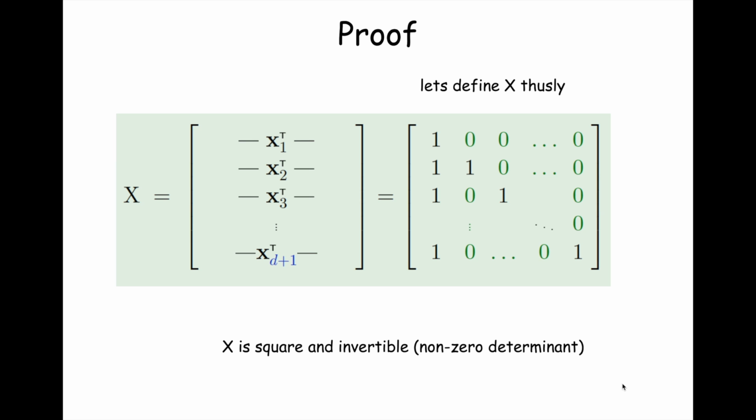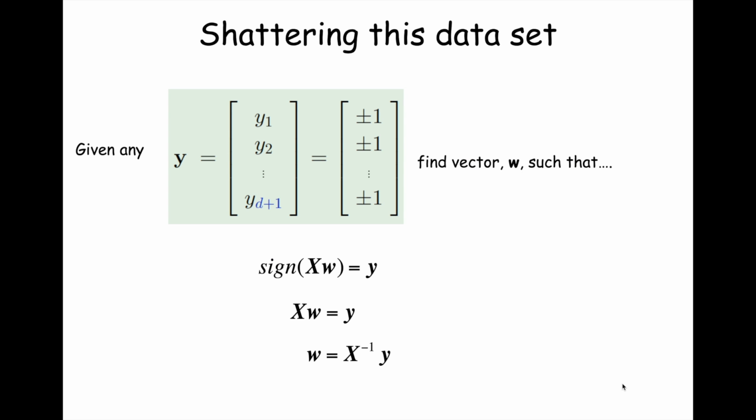I augment it with x naught. Now I need the label associated with x1, the label plus or minus 1 associated with x2, x3, and up to and including xd plus 1. And so this y vector is the set of labels associated with each one of those vectors. Does that make sense? Okay. Any other questions? No? All right.